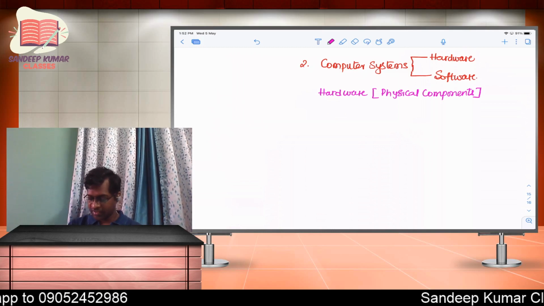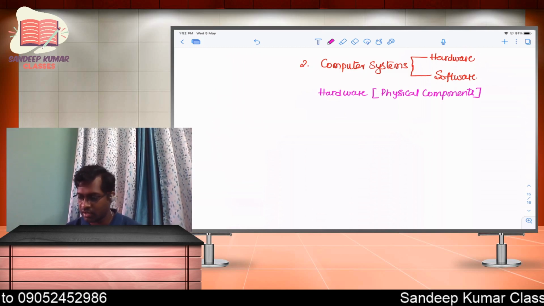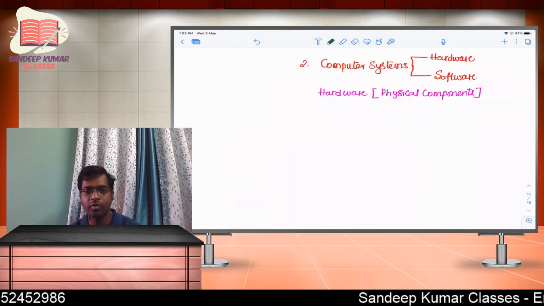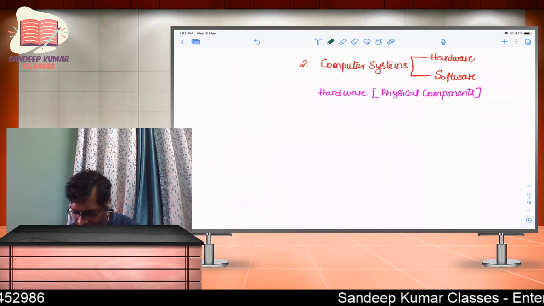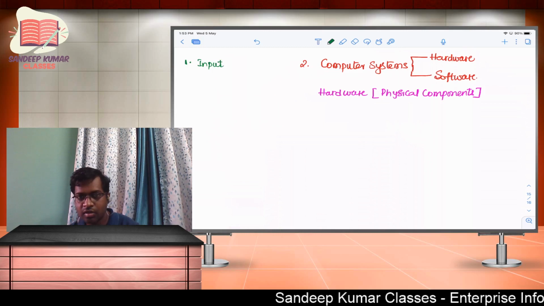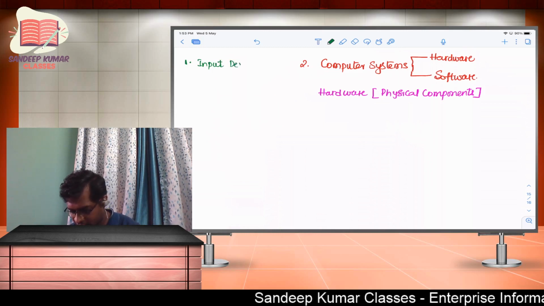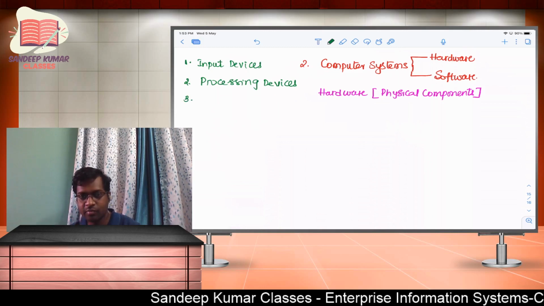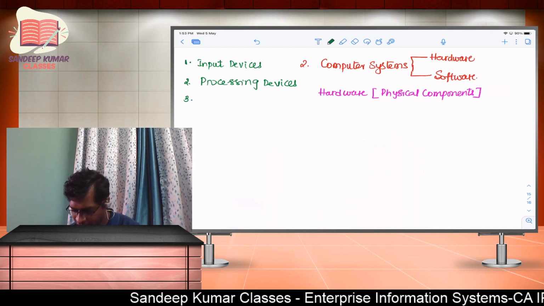In hardware, we'll study about four important hardware devices. First one, we'll study about input devices. Second, we'll study about processing devices. Third one, we'll study about data storage devices.